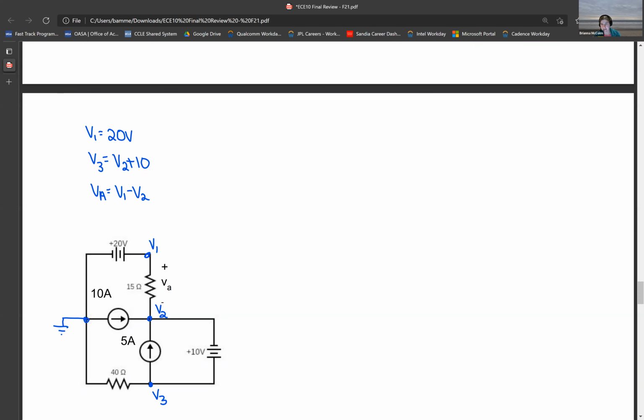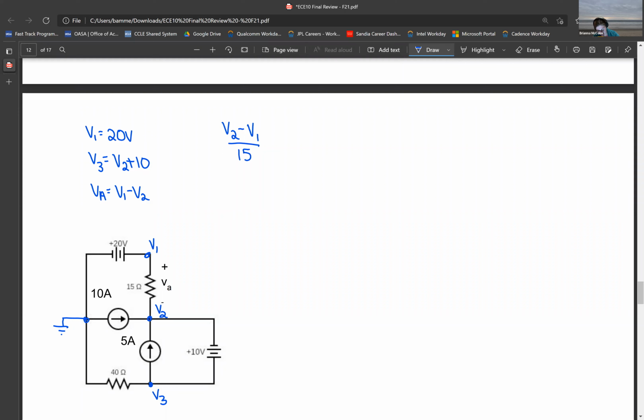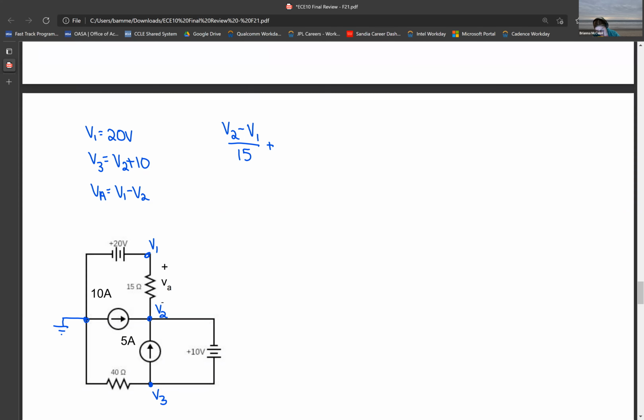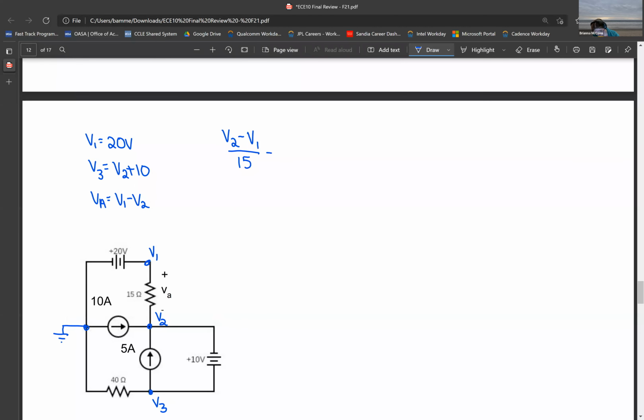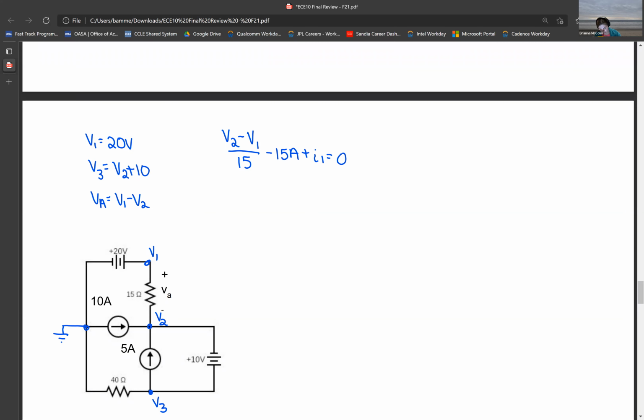Now we can write a KCL in terms of the voltages for node V2. So if we look at V1, we can look at the 15 ohm resistor branch and say that V2 minus V1 over 15 ohms plus V3, V2, oops, sorry. We can say that there is negative 15 amps going into this node. And then we can say that there is a current I1 flowing out of this node. And so that current I1 comes in here.